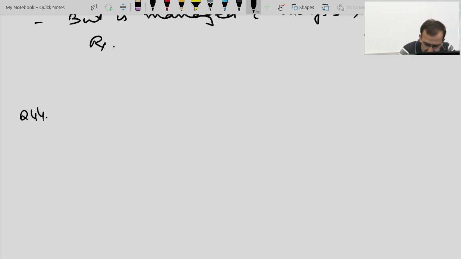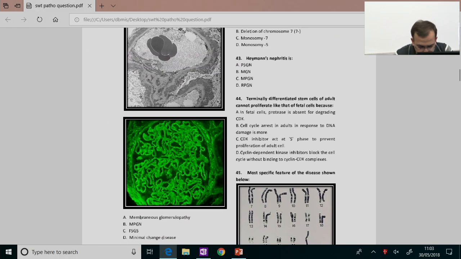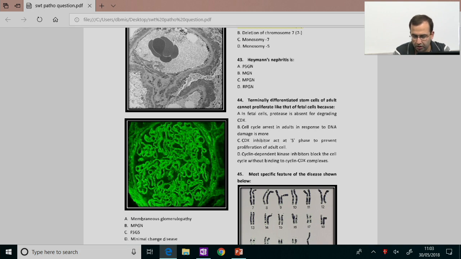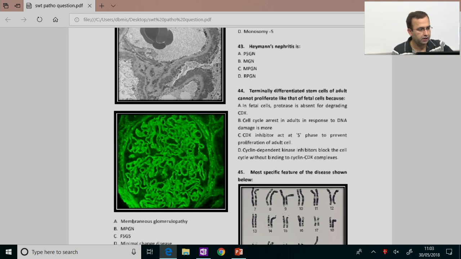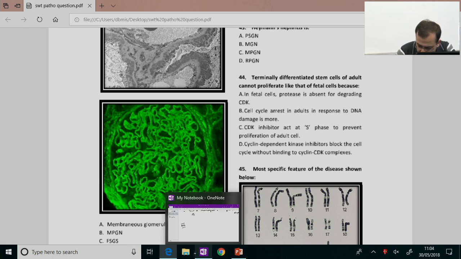Next, this gets us to question number 44. Terminally differentiated stem cells of the adult cannot proliferate like that of fetal cells, because the answer is C, that is CDK inhibitor. Let me slightly magnify it so that you have a better view. So the answer is C, because CDK inhibitors act at the S phase to prevent proliferation of adult cells.